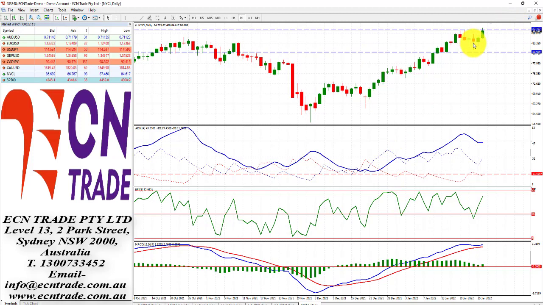But of course, it all depends on your risk management and how you trade. Nevertheless, the market is poised for a further test up, and let's see how strong the level can hold around that 88.90.